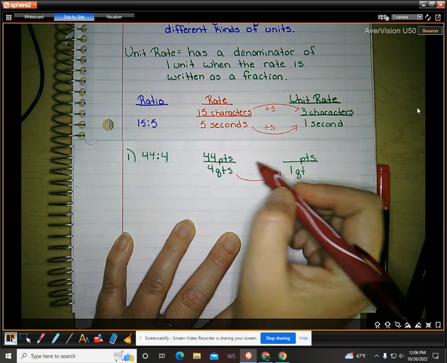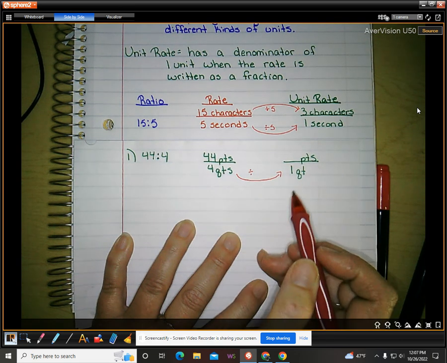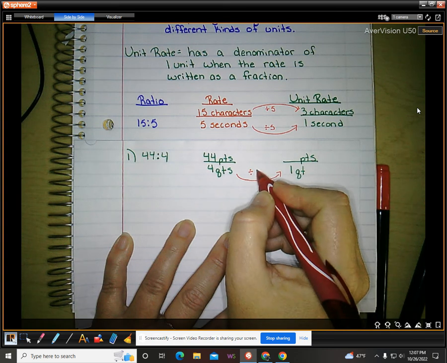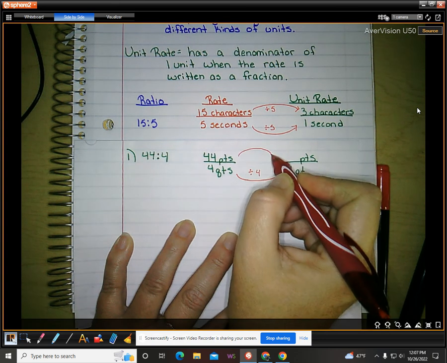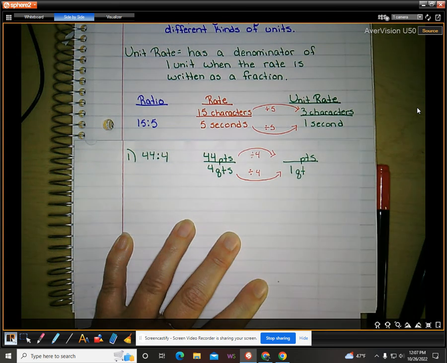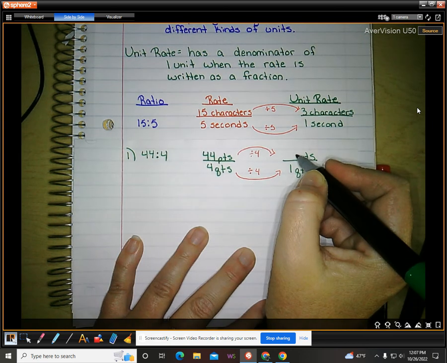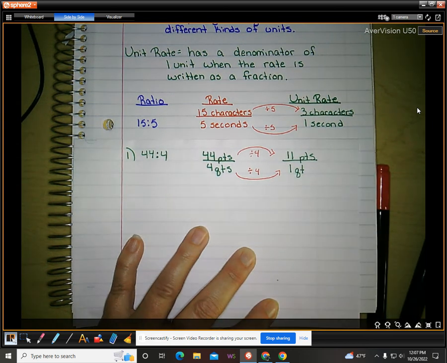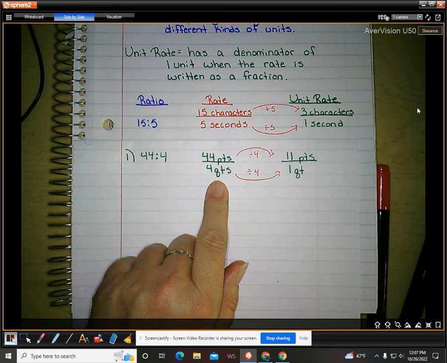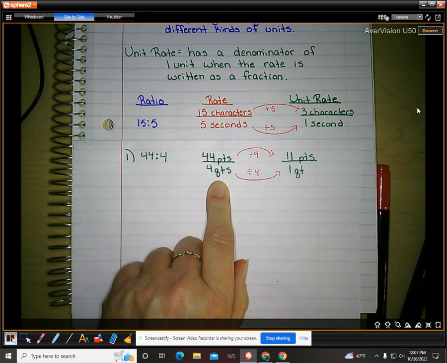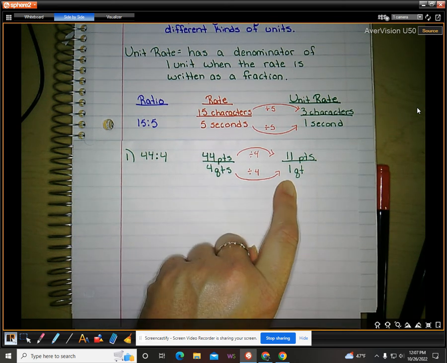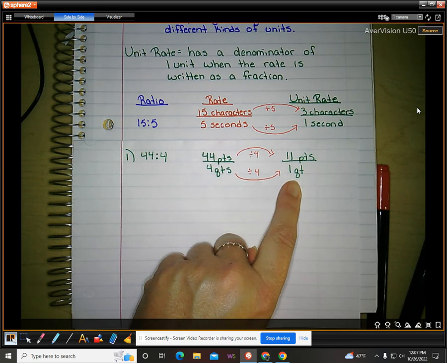Jordan, what are we going to divide by? 4 divided by what gives you 1? Yep. If you divide the denominator by 4, we're going to divide the numerator by 4. So now, Jordan, how many points did they score in a quarter? This is what you gave me earlier. Yep. This is a rate, comparing two things that are not the same. This is a unit rate because the denominator is 1. A unit rate will always have a denominator of 1. Questions? We'll do another one.